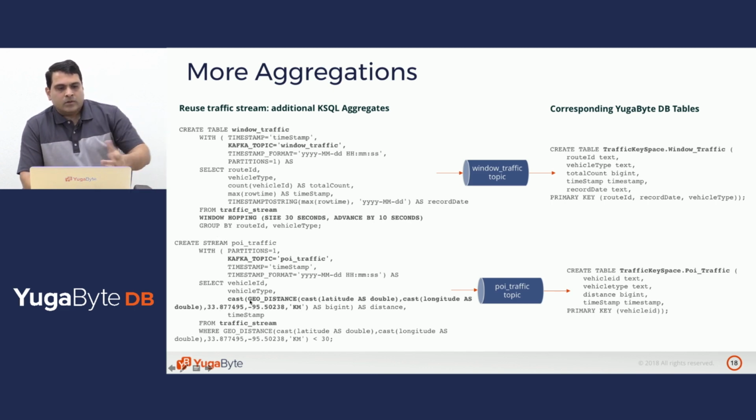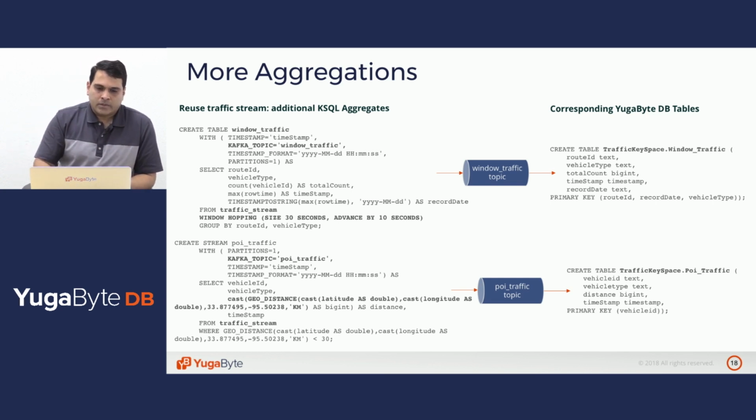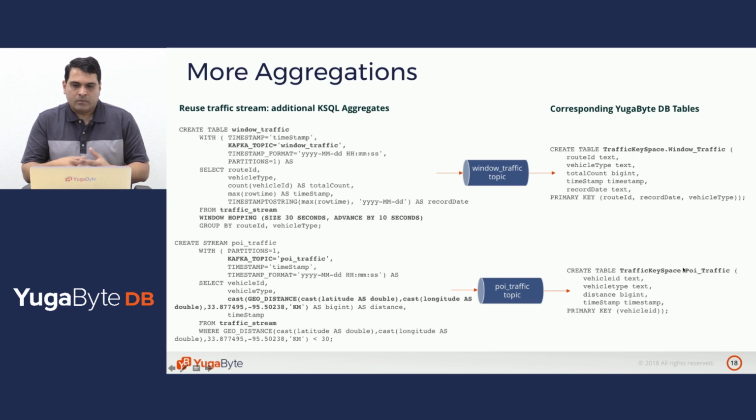We also have the geolocation information, which tracks how many trucks or cars are near a disaster point or some kind of roadblock situation. That's called the POI, the point of interest traffic, which helps people analyze whether to take any corrective action. So that's the summary of the demo, as well as information on how to set it up.